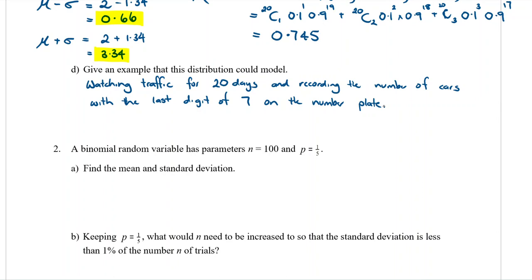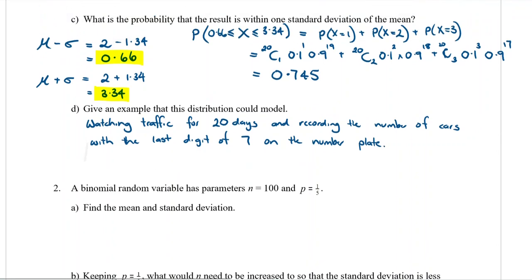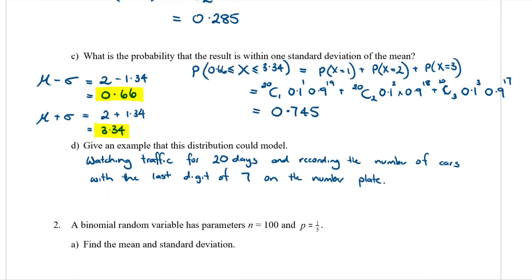Those are just the number of cars. So, yeah, I wanted within one standard deviation of the mean. So there is a 0.745 chance that the cars that I would see would have the last digit as a 7. Because the mean being 2, we worked out the mean, 1 standard deviation either side of that was those scores.